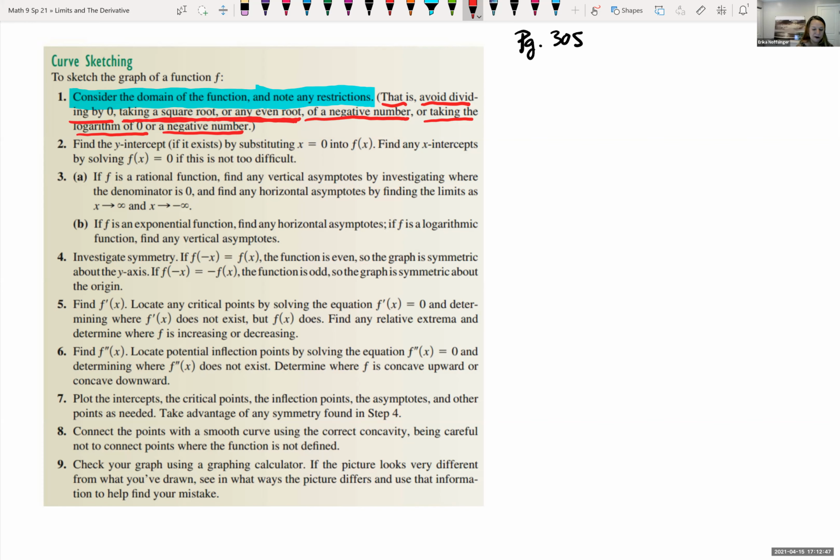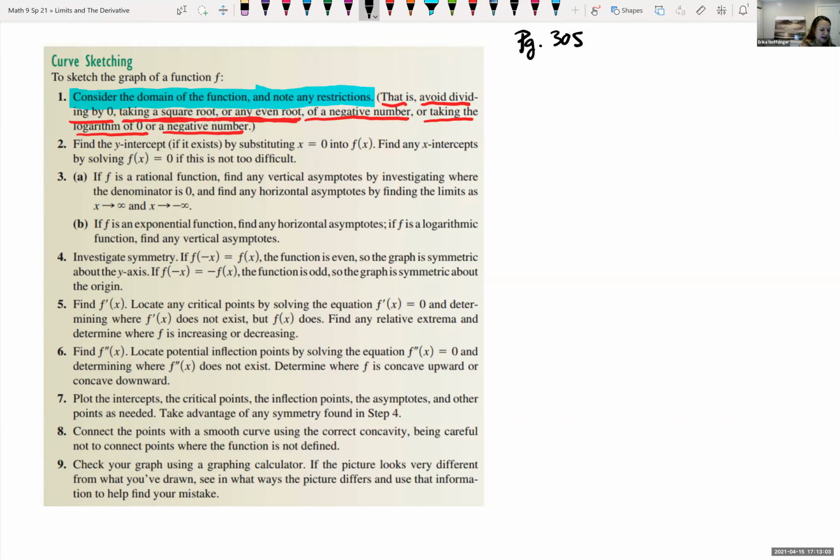So if you see a logarithm in your equation, or a radical, or a fraction where you have variables in the denominator, we have to exclude those values which give you problems. So that's probably the first thing that you want to do.